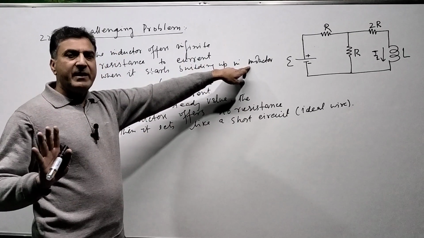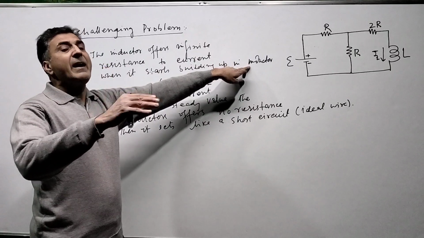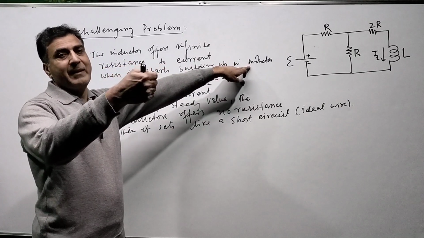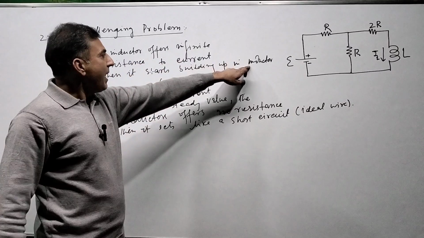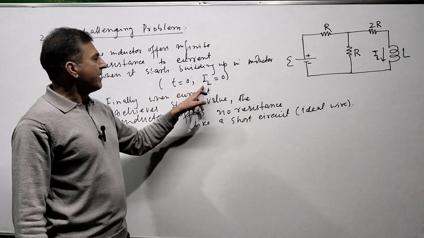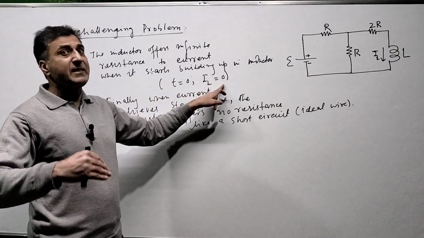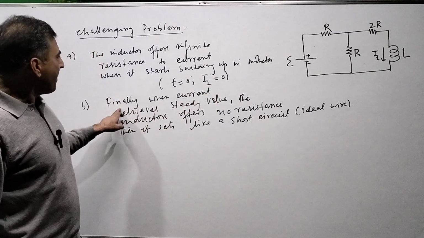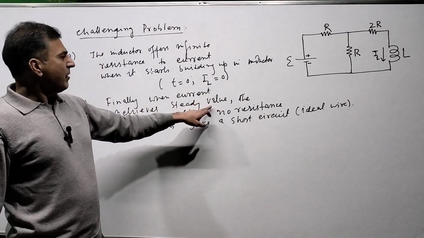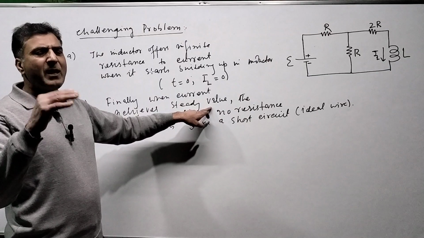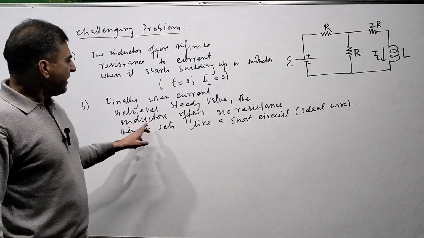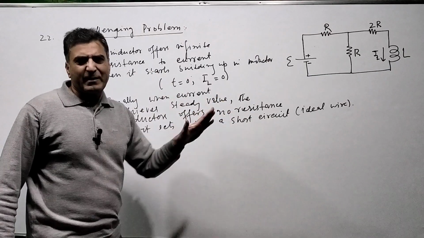But the battery is there, it builds up the current anyway, and there is opposition from the inductor. But the current builds up, and finally, what happens? So at t equal to 0, current is always 0, in case of growth, in case of building up of the current. But finally, when the current achieves a steady, constant value, the inductor offers no reactance, no resistance.